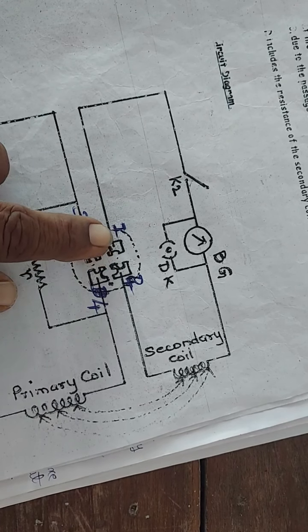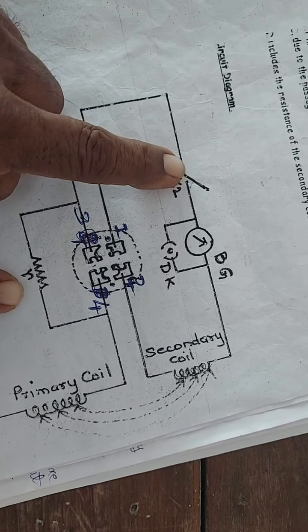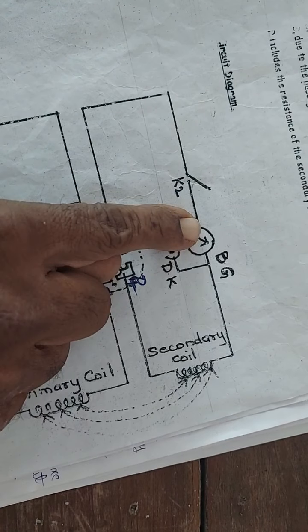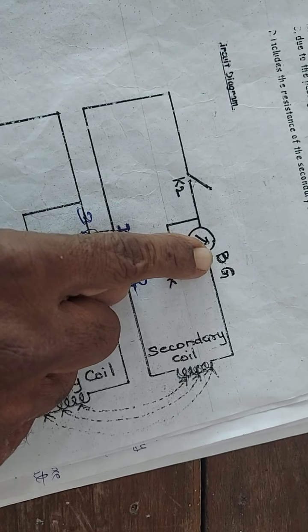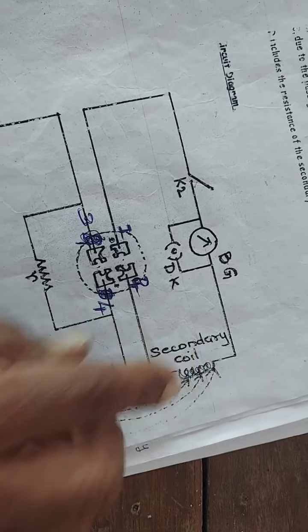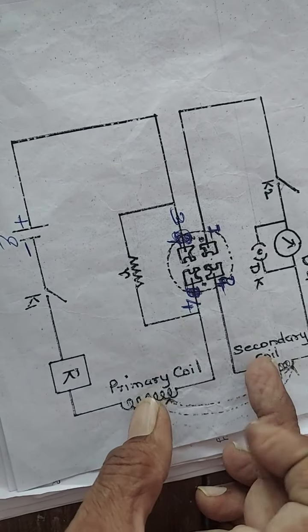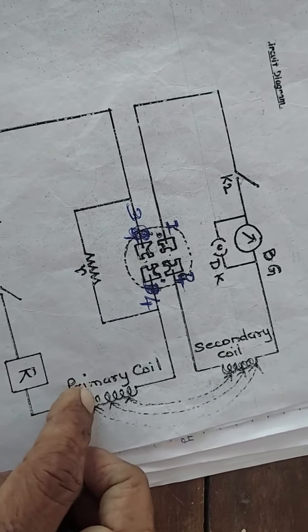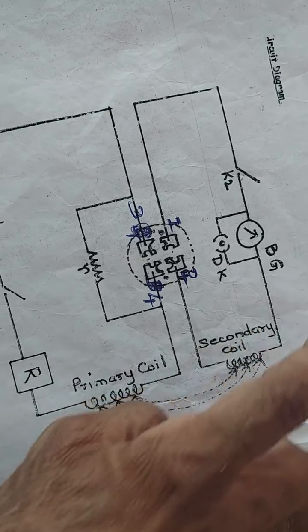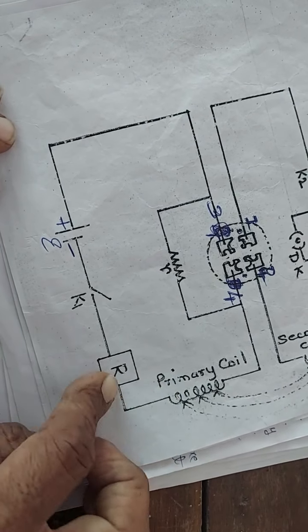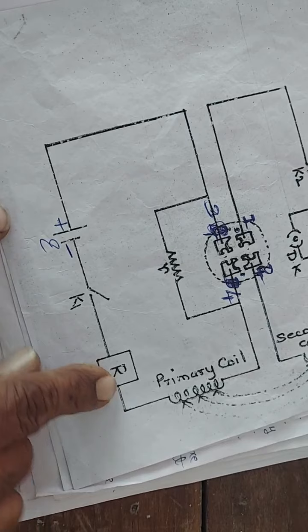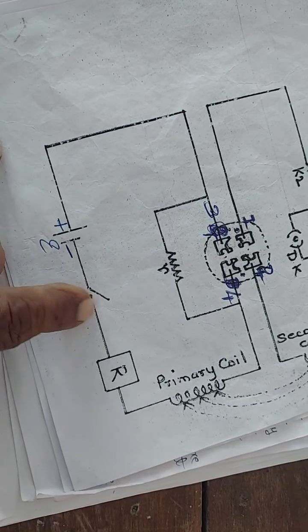Once again, gap number 1 of the commutator is connected with key K2. K2 is connected with the damping key of the ballistic galvanometer, and the other terminal of the galvanometer is connected to the secondary coil. So this is a transformer which has two coils: the primary coil and the secondary coil. The primary coil of the transformer is connected with controlling resistance R. The other terminal of resistance R is connected with K1.